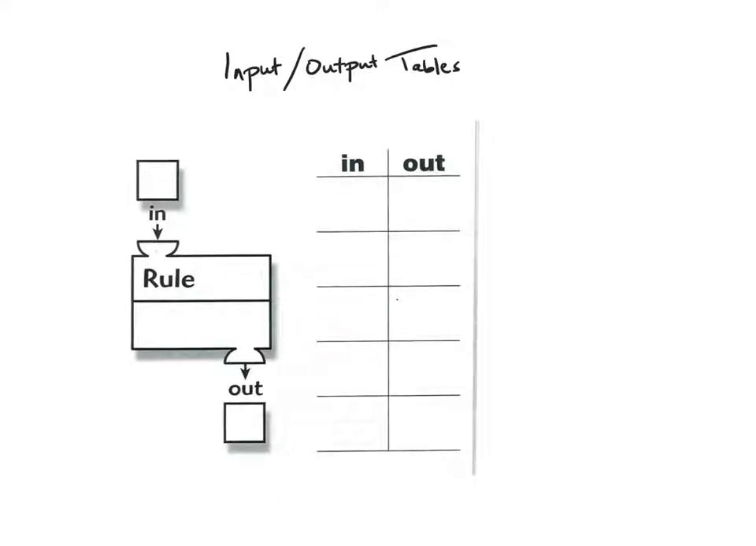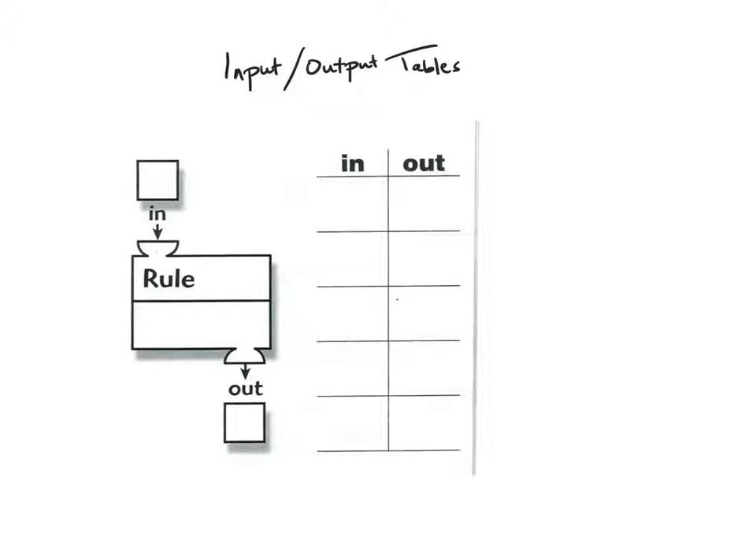In this video, I'm going to show you how to generate a rule from an input-output table. Off to the side of the table, I have what's called a function machine. This right here in the middle is my function machine, and it has some sort of mystery rule that I don't know at this time.